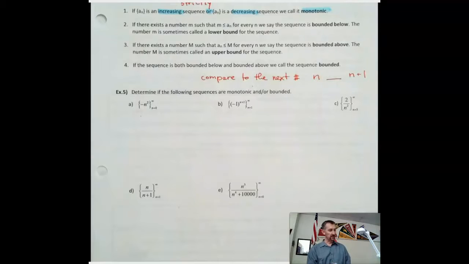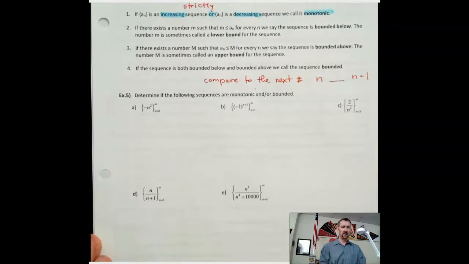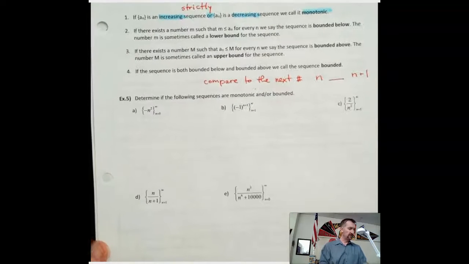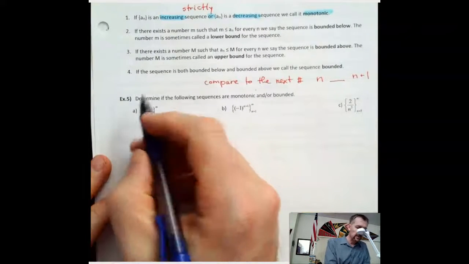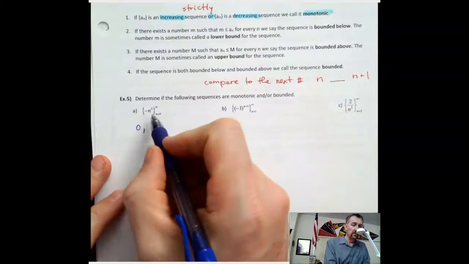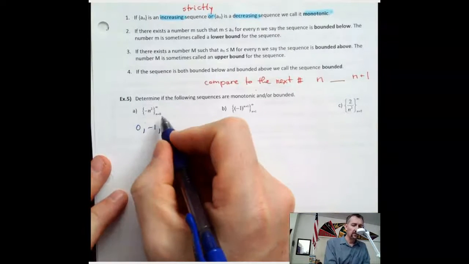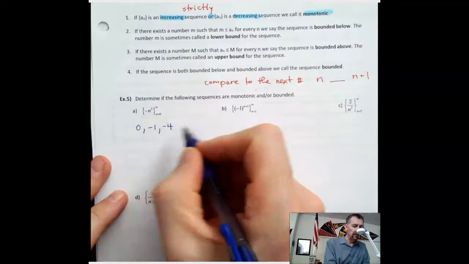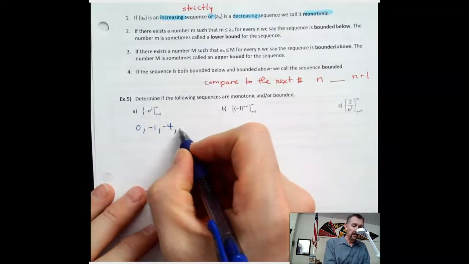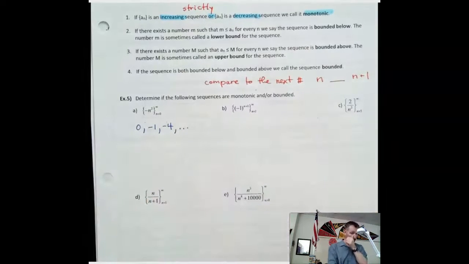That will give us some information about the situation. Okay, so determine if the following sequences are monotonic and/or bounded. First thing we could do is plug in a couple numbers. If we plug in 0, we get 0. If we plug in 1, we get -1. If we plug in 2, we get -4. Probably enough to see a little bit of a pattern there.